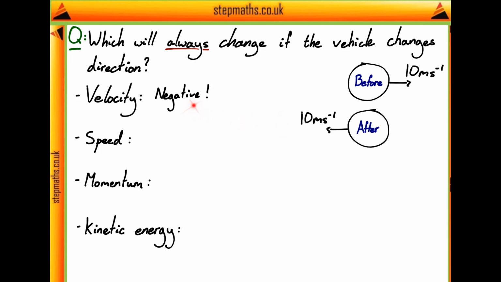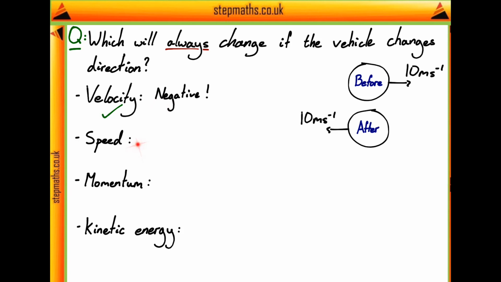This negative is a big thing, because whenever the vehicle changes direction, the velocity is going to have an opposite sign. So it's going to have to change. There's no case where it could change direction and have the same velocity. So it will always change and therefore be one of the correct answers here.